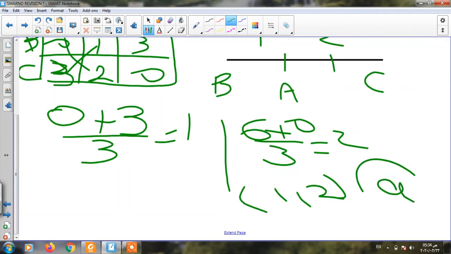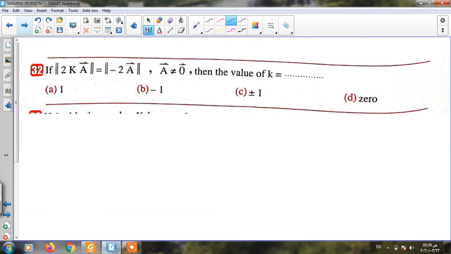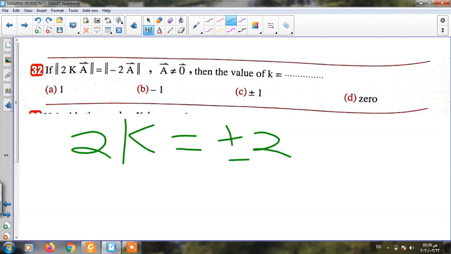Next question. If you have the norm of 2KA equal to the norm of negative 2A. Firstly, if you have the K inside, the result is 2K equals 2. No, it's not 2. It's positive 2K equal to positive or negative 2, because outside of the norm it's going to be positive. And because the K is inside, the result is going to be positive directly. Then K is going to be positive or negative 1, which is choice number C.